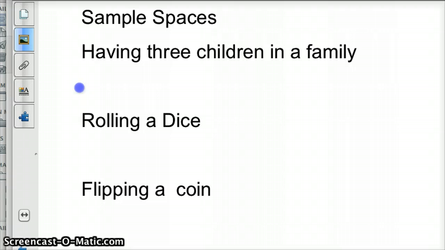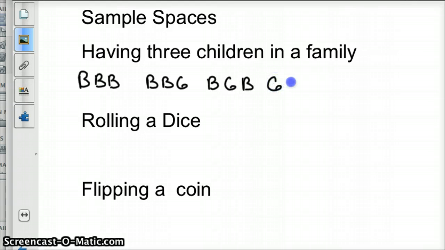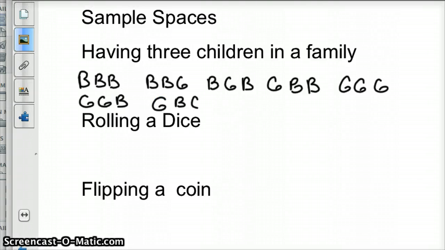You could have all three being boys. You could have two boys and a girl. You could have a boy, then a girl, then a boy. You could have a girl, a boy, and a boy. You could have all three girls. You could have a girl, girl, and a boy. You could have a girl, boy, girl. And you could have a boy, girl, girl.